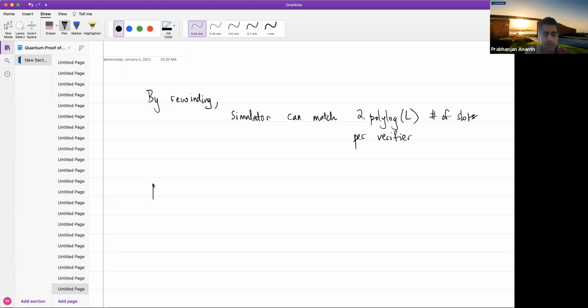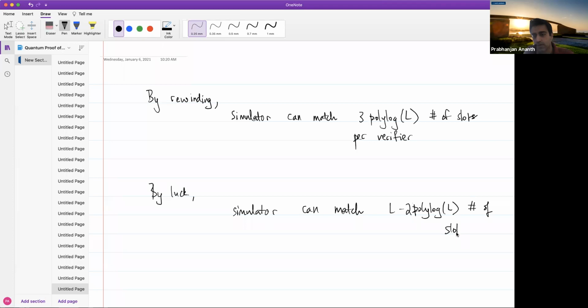And you can also argue that by luck, the simulator can actually match roughly L minus polylog L slots. Or rather, actually, this should be something like 3, I think. Doesn't matter, but 2 number of slots per verifier. You mean L half? Oh, yeah, thank you.